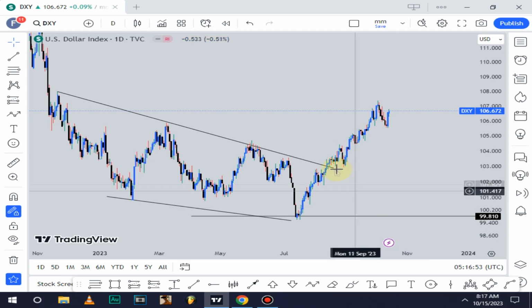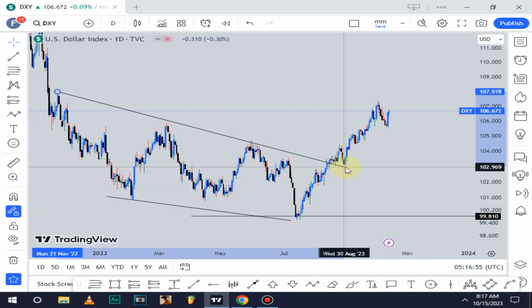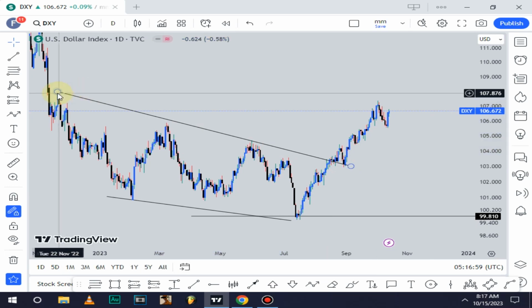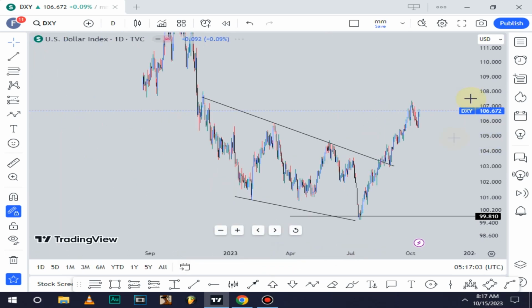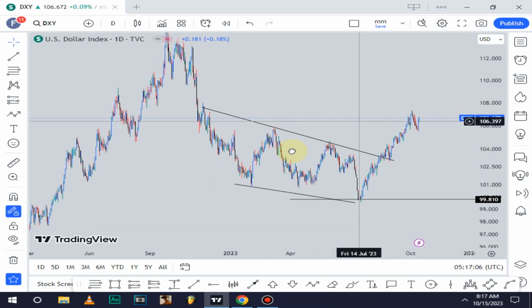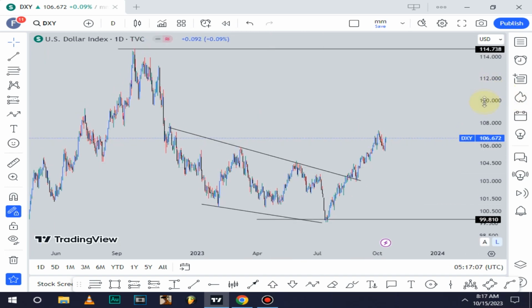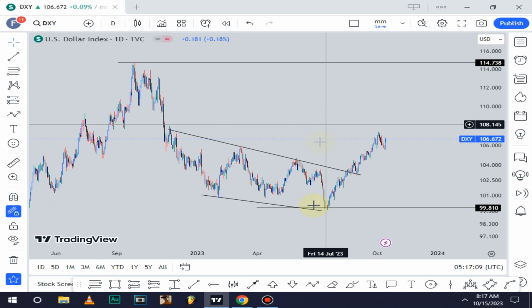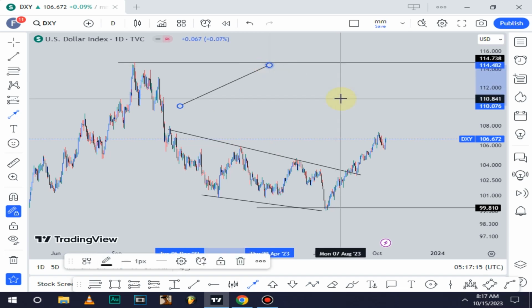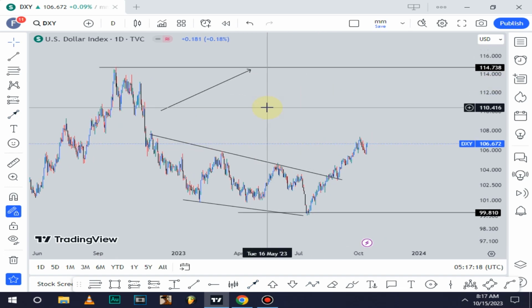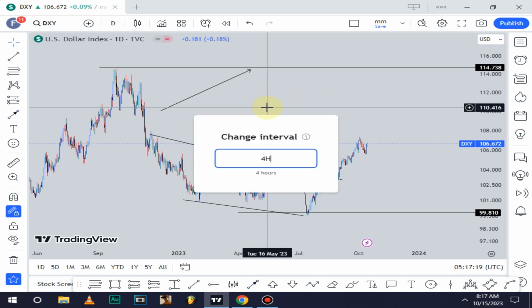So we just need to know how the dollar is moving over there, right? Okay, as you can see, the dollar index did break out of this structure and now it's going up. So probably this might be the targeted zone over here, this previous high, right? So let's hit the H4 and see what's happening.